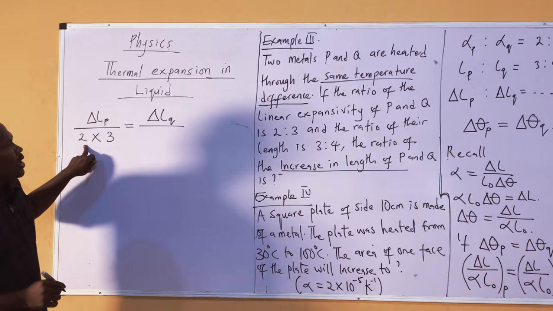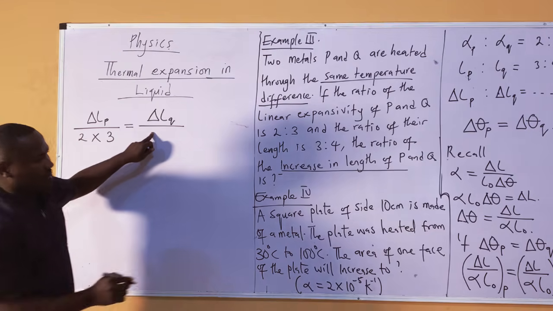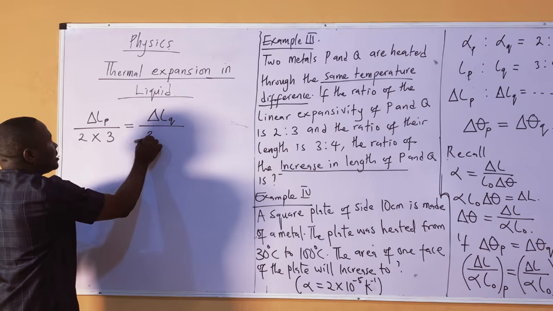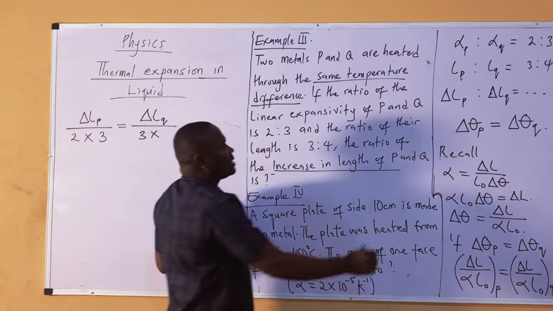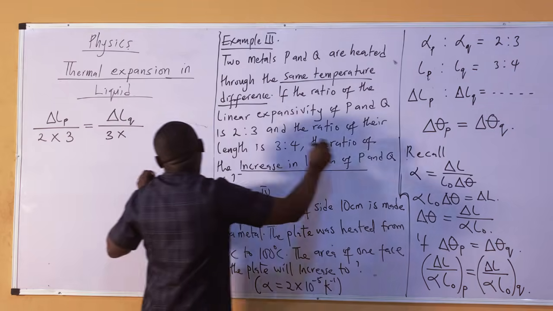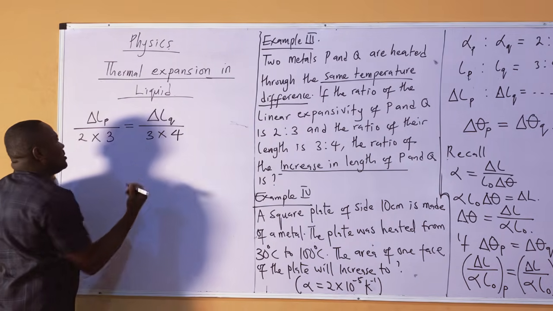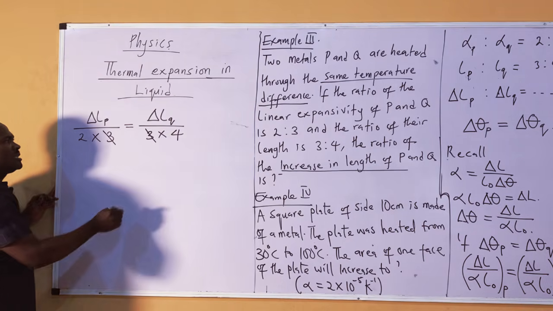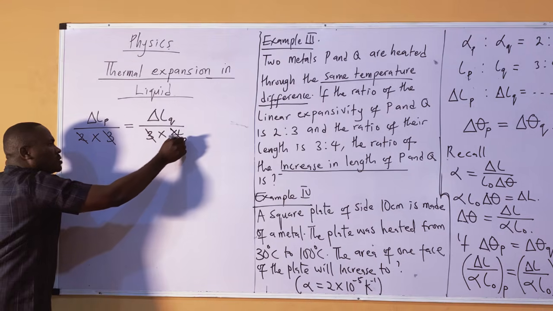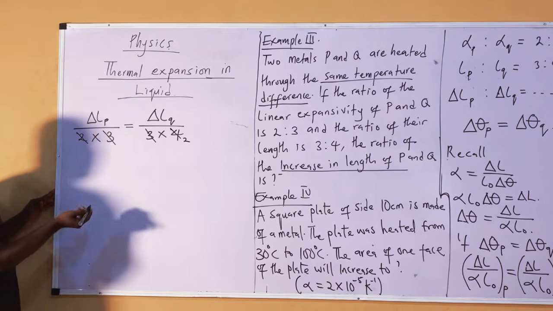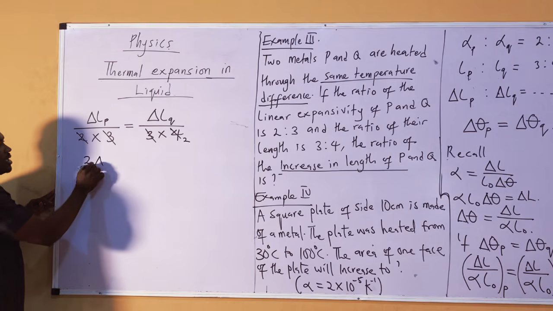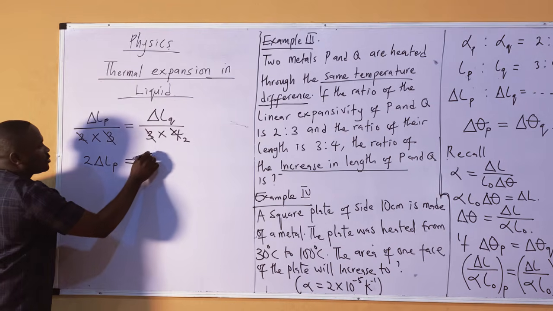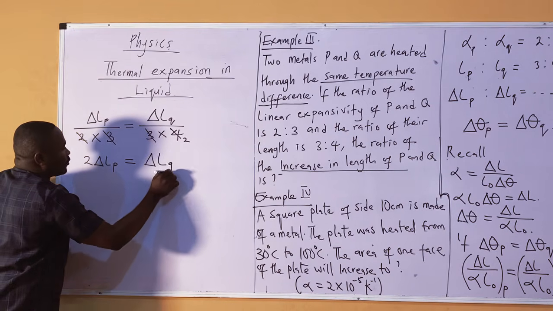the linear expansivity of Q, which is 3, times what is the length of Q, which is 4, times 4. Now to make this solving very simple, 3 can cancel 3, 2 here 1, 2 here 2. Cross multiply, what do you have? I have 2 change in length of P is equal to change in length of Q.